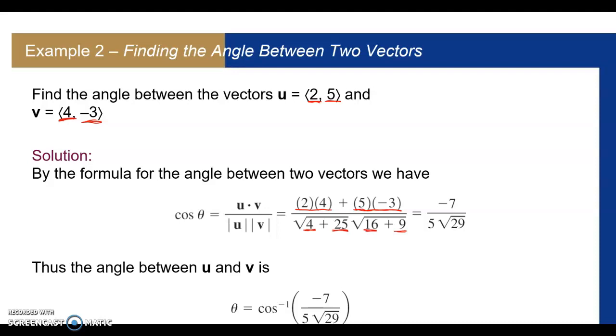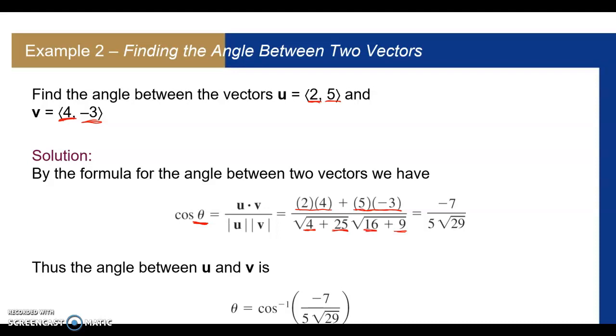All right, now at this point, we're trying to find theta, so we've still got to get this theta alone. And so to do that, we're going to go ahead and inverse cosine both sides. All right, when I do that, I'll end up with theta equals the inverse cosine of negative 7 over 5 square roots of 29.